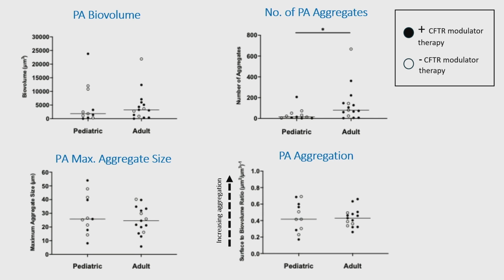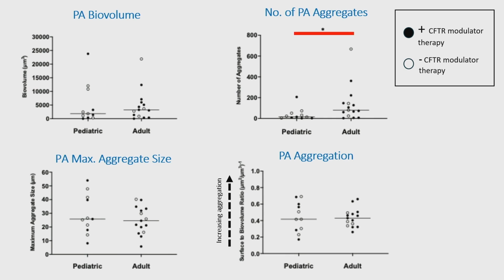Looking at the effects of CFTR modulator therapy, so far with the data set we have, we're not seeing much of an effect, maybe a little bit less biovolume in the PA for pediatric, but for the adults, there seem to be no effects. The dark circles here are pediatric sputums with CFTR modulator therapy, and the empty circles are the patients that are not on modulator therapy. But what we did see that is affecting the results is whether the sputum was collected from a pediatric patient or an adult patient.